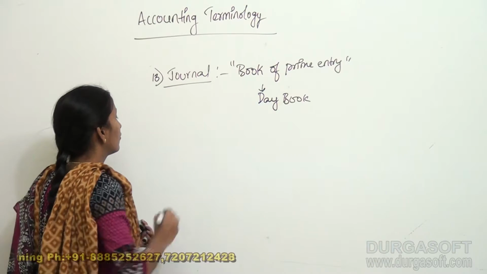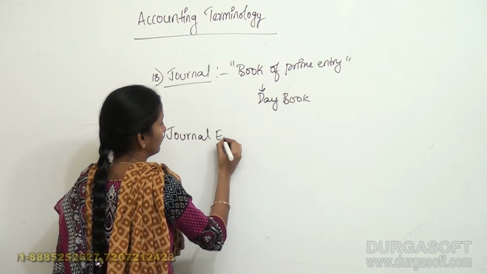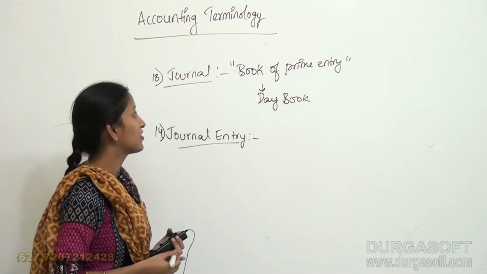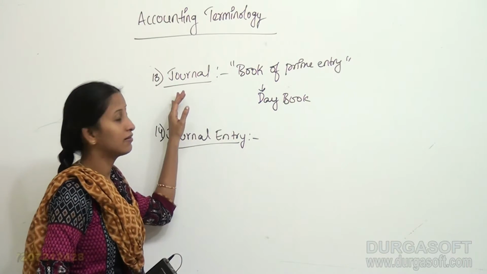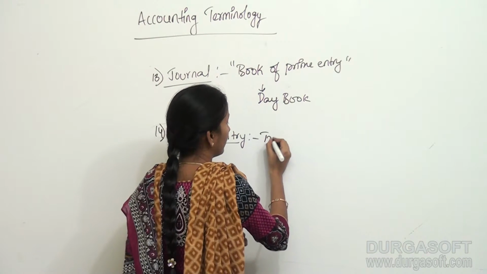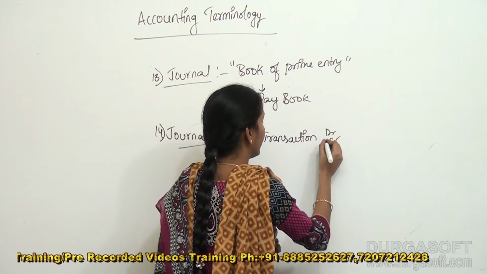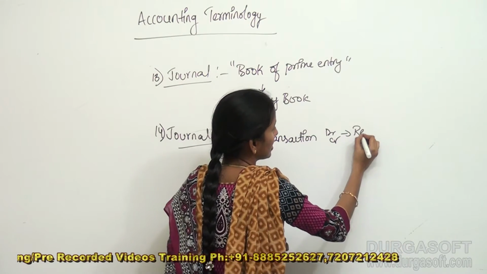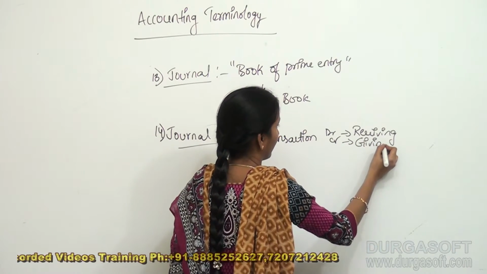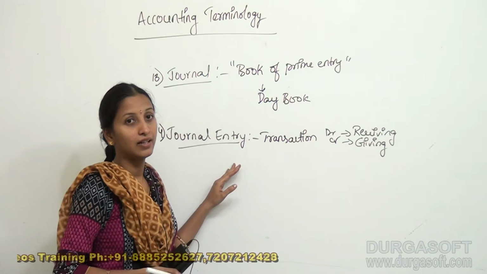And the next one, here we have general entry. General entry means in general we are recording, that is nothing but general. General entry is nothing but transactions, by putting debit and credit, by taking the receiving aspect and giving aspect. Whatever we enter by putting debit and credit, that is a general entry.